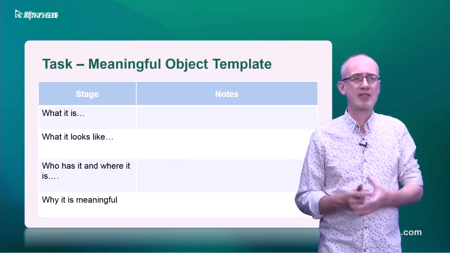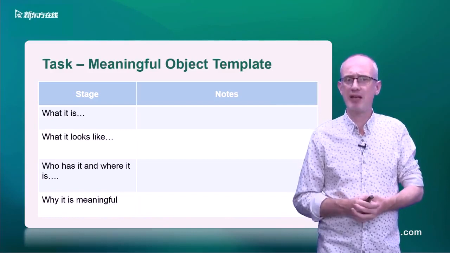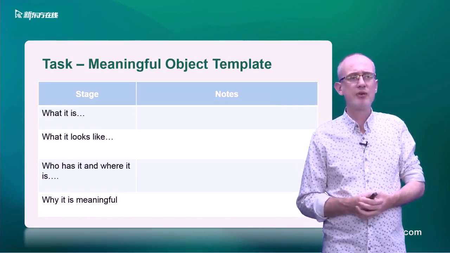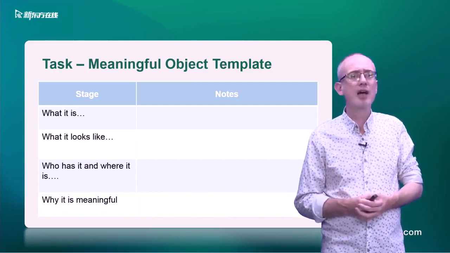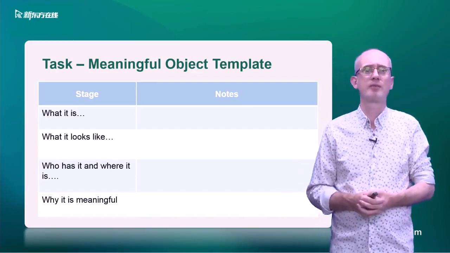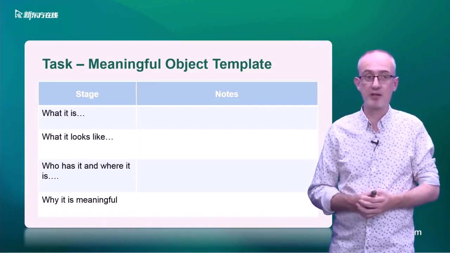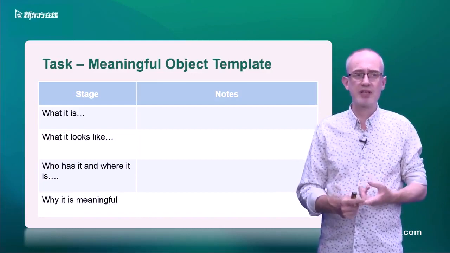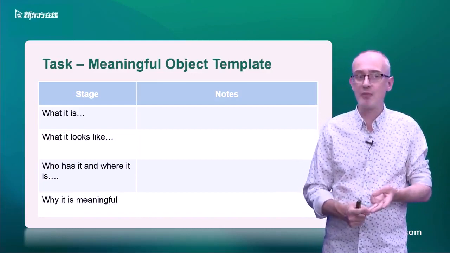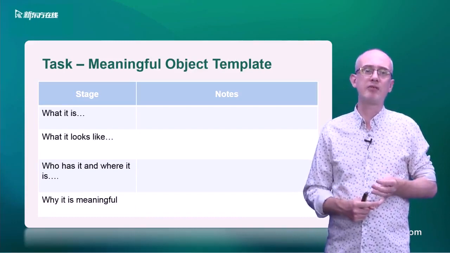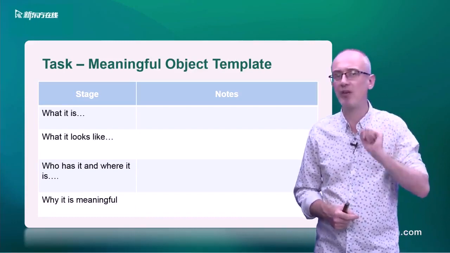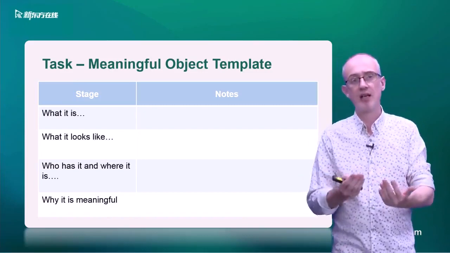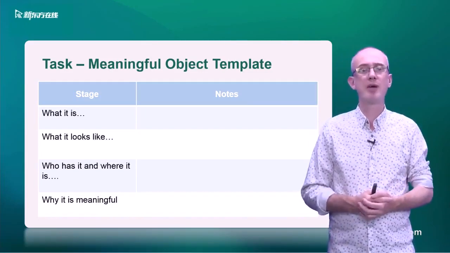So, task. This is a template, a table if you like, that I'd like you to use to fill in notes about a meaningful object, or several meaningful objects. The more times you do this, the better. So, the stages: What is it? What does it look like? Who has it and where is it? And why is it meaningful? These bullet points are a little bit different to what we talked about earlier, but that's what I want. I want us to develop a bit more of the art of flexibility.